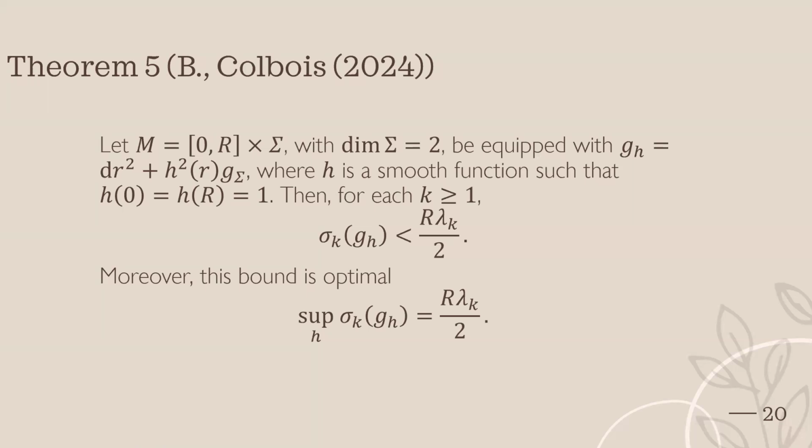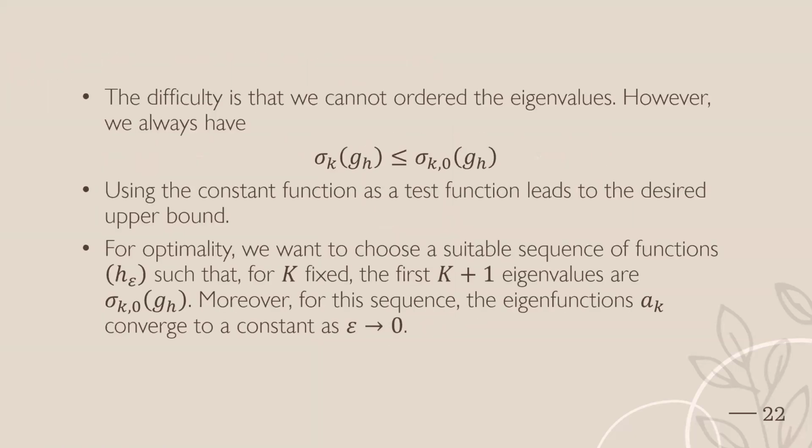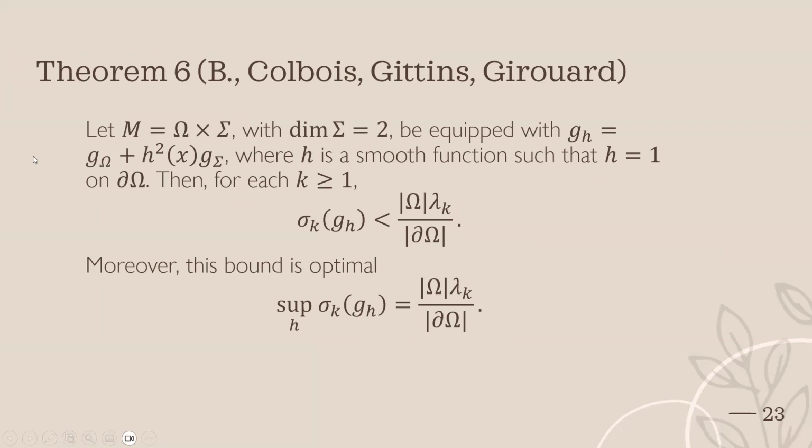So we can ask, are the eigenvalues bounded above or not? Can they be made arbitrarily large? What can we say about the spectral ratios, the spectral gaps? And what we have proved so far is that the eigenvalues are bounded above. So we have proved that for any manifold omega with boundary and any sigma of dimension 2, and we equip this product with the warped metric g omega plus h squared g sigma, where h is a smooth function on omega, and we fix its value on the boundary of omega just to simplify the calculation. Then we have proved that sigma k is bounded above by the following: lambda k times the volume of omega over the volume of the boundary.